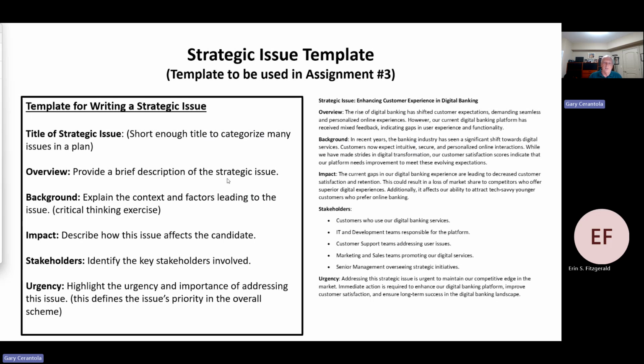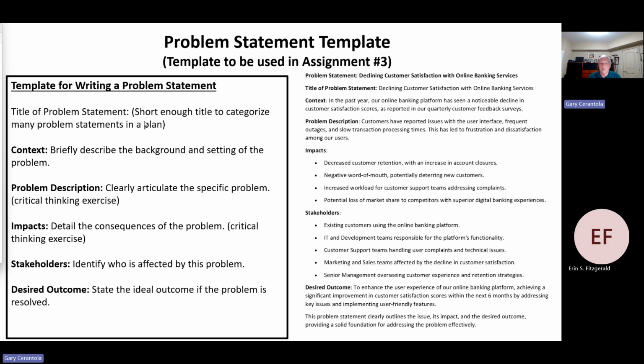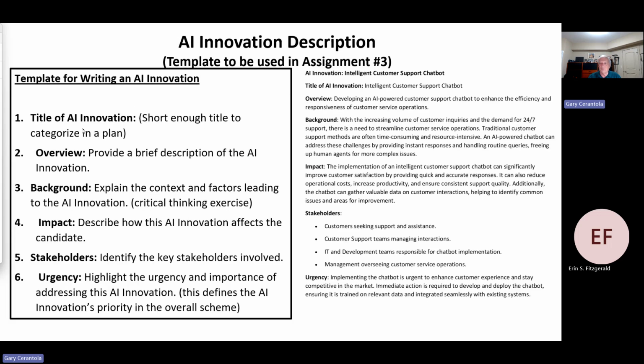And then here, where you do the overview, provide a brief description. 90% of the solution is created when you describe the problem. Give some context, the factors leading to the issue, what the impact will be, who are the stakeholders, how urgent is that. And then here's a view of an example of creating a strategic issue and going through that. Here's an example of doing a problem statement for assignment 3.